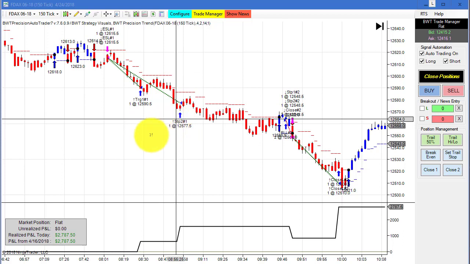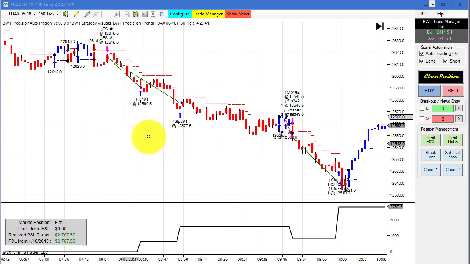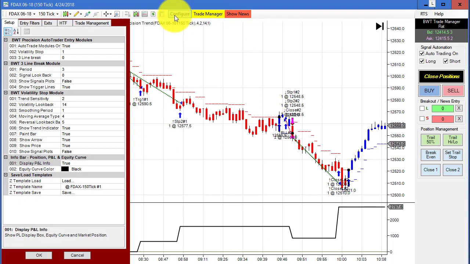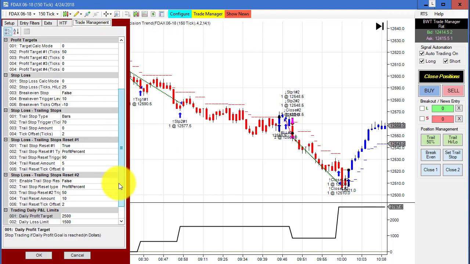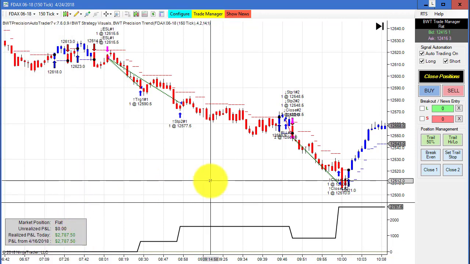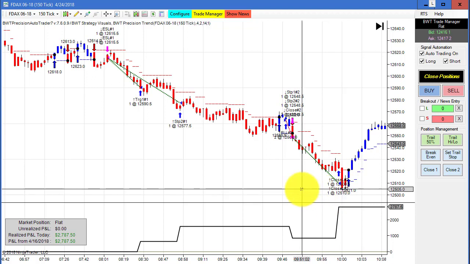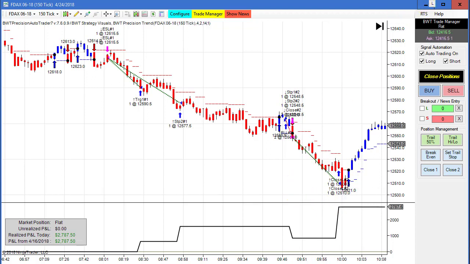The first up is the DAX 150 tick, and this looks like it hit its goal and had quite a bit of positive slippage. The goal is 2,500, loss limit 15, and we did 27.87, so this must have been a quick push down here at the end where it hit its goal, and so it had major positive slippage today.